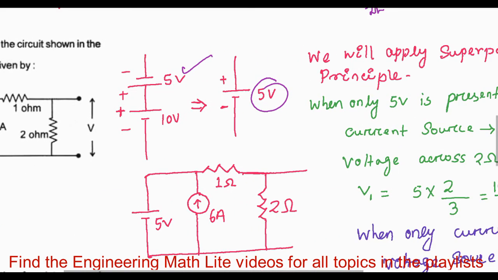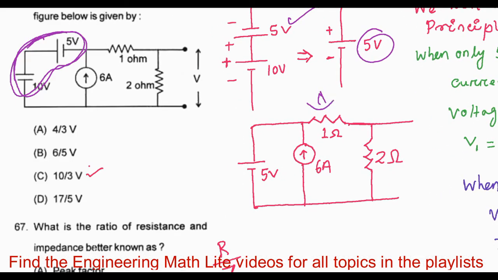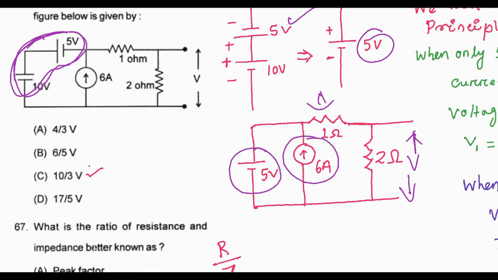So now this is 5 volt and the circuit is becoming like this. Here we have replaced those two voltage sources with one. Now we have to find the voltage across the 2 ohm resistor using the superposition principle. So first we have to consider this one alone, and then consider the current source alone without that voltage source, and then add the total result.